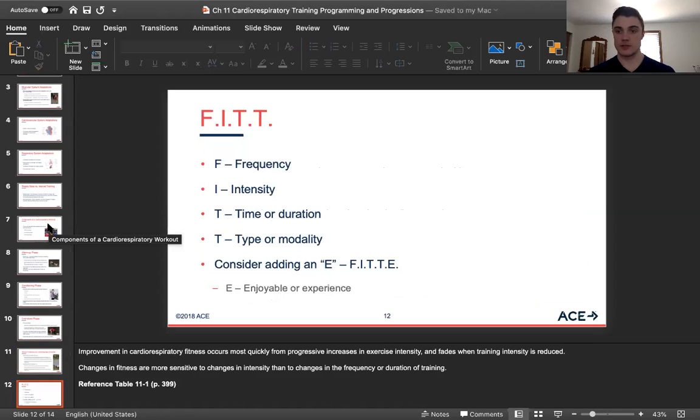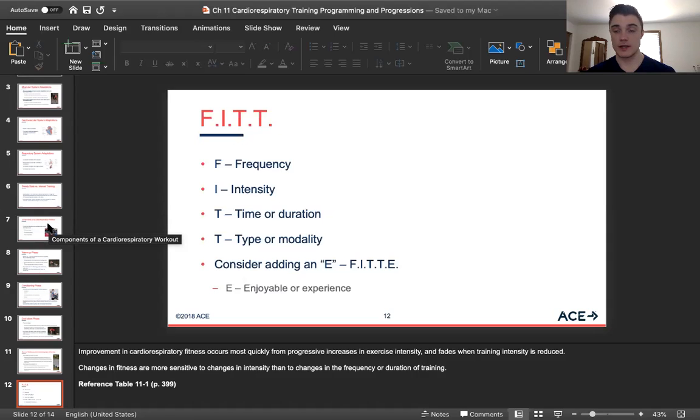All right, FIT principle, as I promised. This is a way for you to program, and this can be to program for resistance training or cardiovascular training. So frequency, let's say, for example, you wanted to make a cardio program for someone, you would say, okay, frequency, I want you to do it 2 times a week.